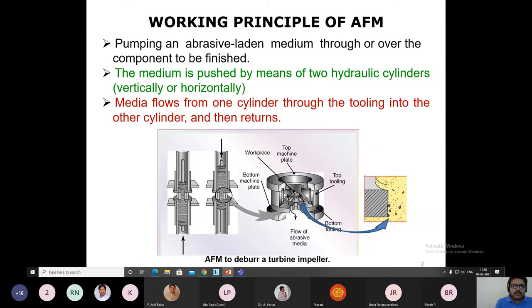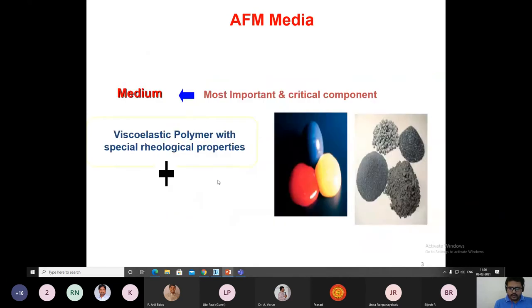So I have variables with respect to machine settings, like the pressure obtained and the number of runs or the number of cycles. And I have some factors related to the medium. When I talk about the medium, I would like to show this slide. The medium or the tool in my process is flexible in nature. It is a combination of viscoelastic polymer with special rheological properties, mixed with fine abrasive particles, right?